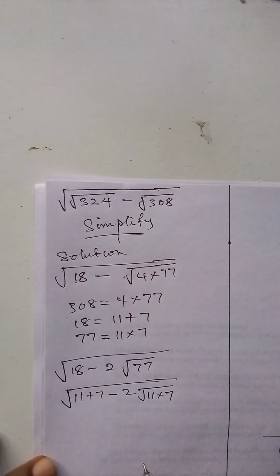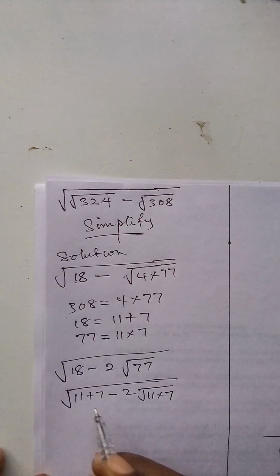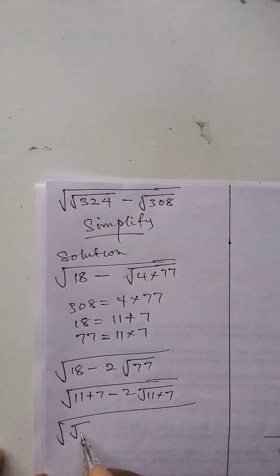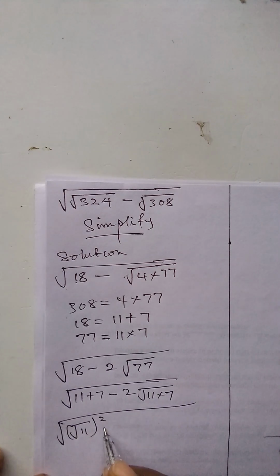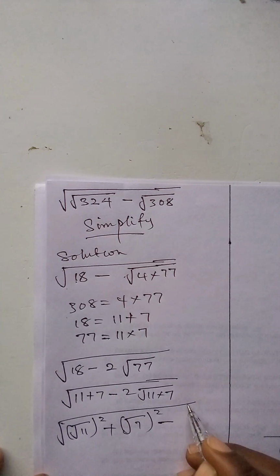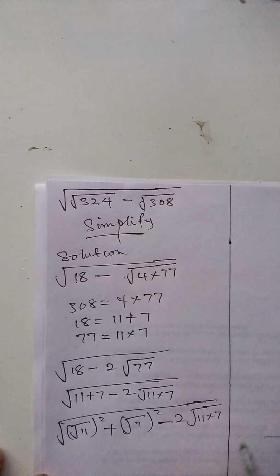Now, I will have to manipulate. I'll write the square root of 11 and then still square it. The same thing with 7. It becomes the square root of 11, I will square it, plus the square root of 7, I will also square it, minus 2 root 11 times 7.